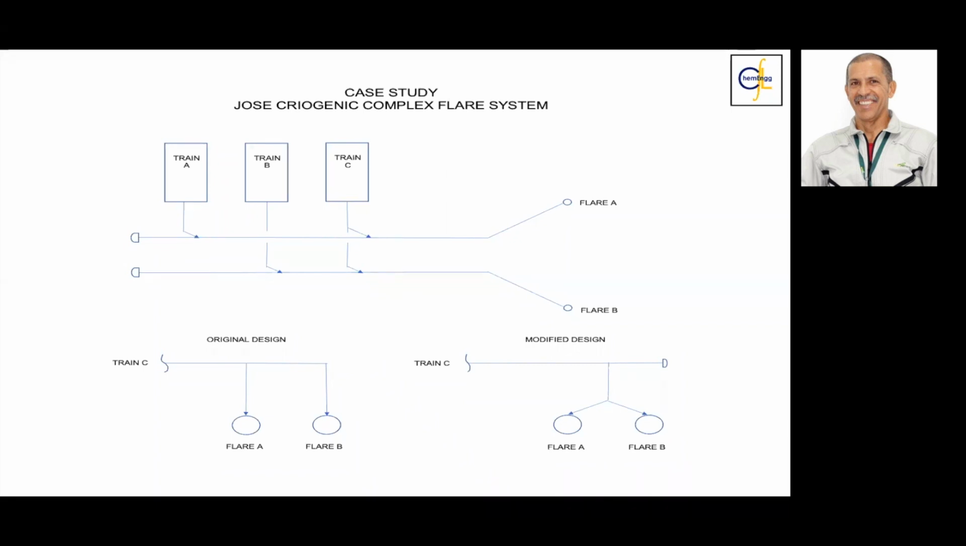At the beginning of the project, we didn't focus on how to do it. We just said what we wanted to do with the flare header from train C, and then the connection was done in that way. We have this header feeding, very simple. We split into flare A and flare B. This was okay. It has been built. The piping group has done its job, etc.